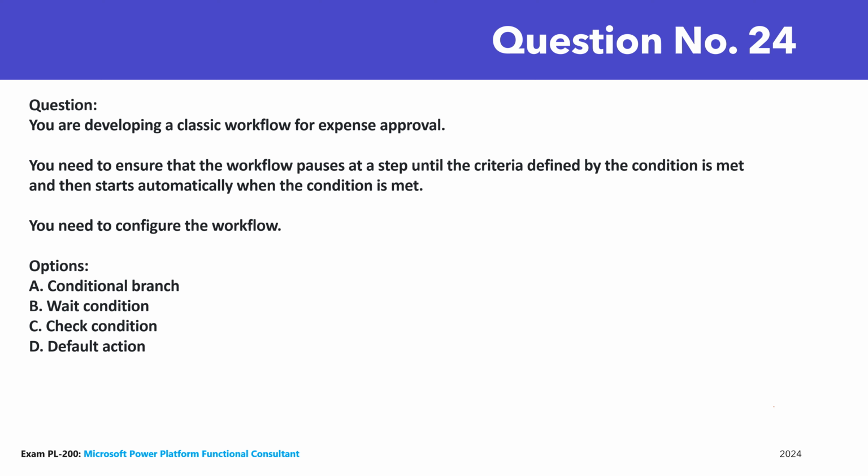Question: you are developing a classic workflow for expense approval. You need to ensure that the workflow pauses at a step until the criteria defined by the condition is met and then starts automatically when the condition is met. You need to configure the workflow. Options: A. Conditional branch. B. Wait condition. C. Check condition. D. Default action.